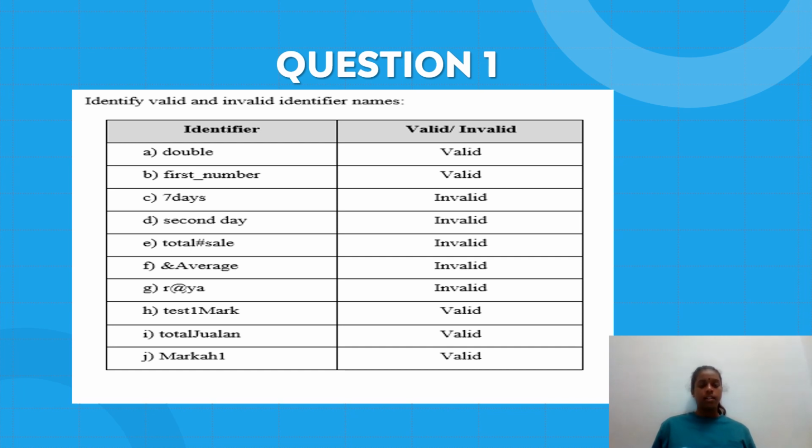Total#sale is invalid because of the hashtag. Average is invalid because of the symbol in front of average. Raya is invalid because of the alliance. Test1mark is valid. Total jualan is valid. Marka satu is valid.